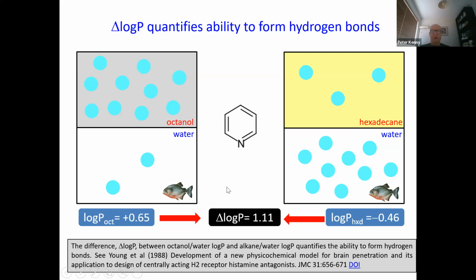And so what you can do is look at the difference in the two logP values. We call that delta logP. And that gives you a measure of the hydrogen bonding capacity of pyridine.